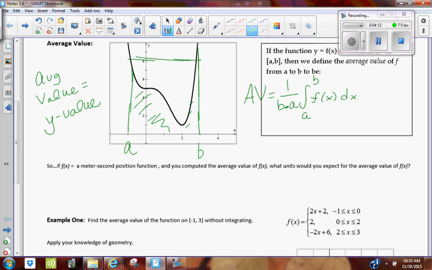So, if f of x is a position function, and you computed the average value, so let's assume that that's a position function right there, and you computed the average value. So let's say you did the average value, so this would be 1 divided by time. I could make up numbers here. I'm just going to do a hypothetical. And this is position. So if you have a meter second position function and you computed the average value, what would you expect your units to be? If you want the average value of f of x.